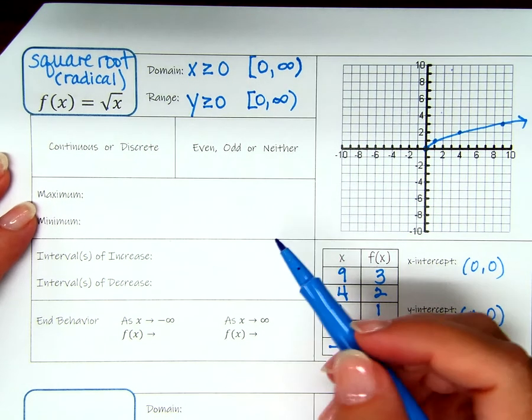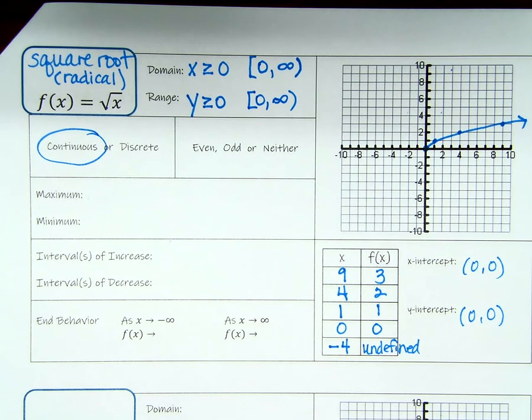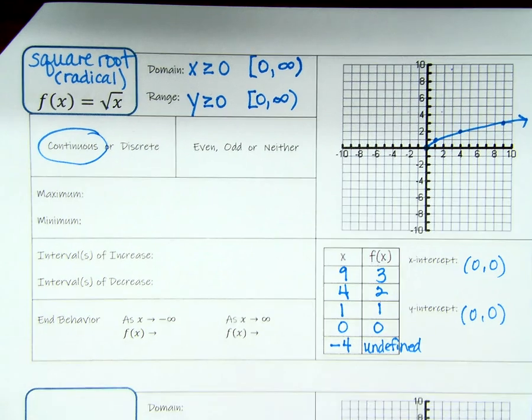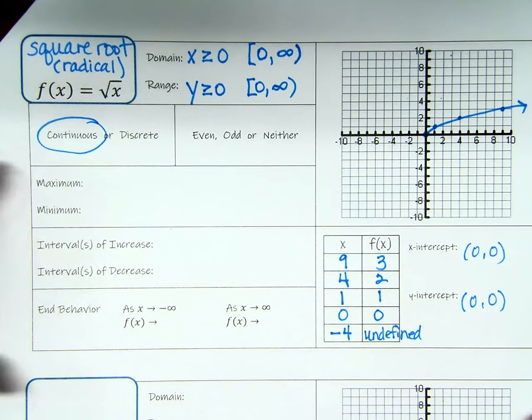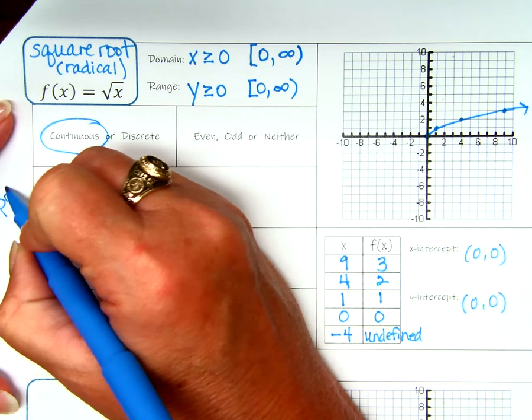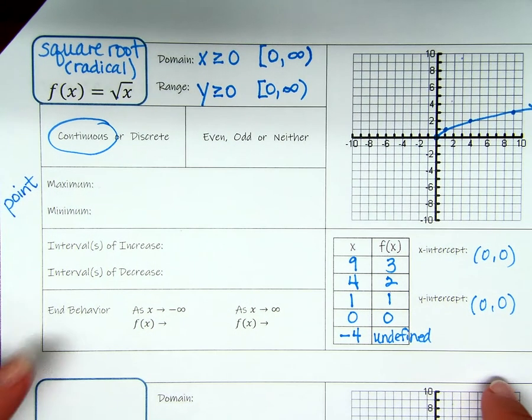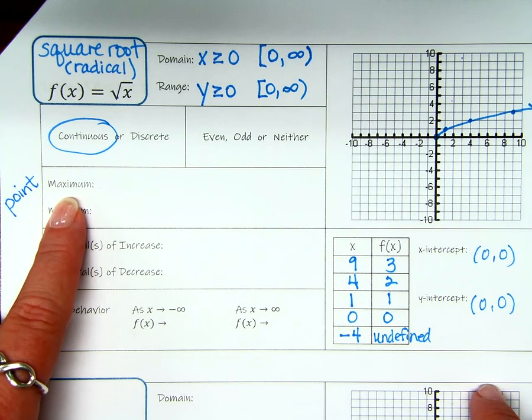What can we circle? And how do you know it's continuous? No breaks or holes. Okay? What about the maximum? When we're talking about maximum and minimum, what are we looking for? A point, right? A specific point. So what's the maximum point that it gets to?